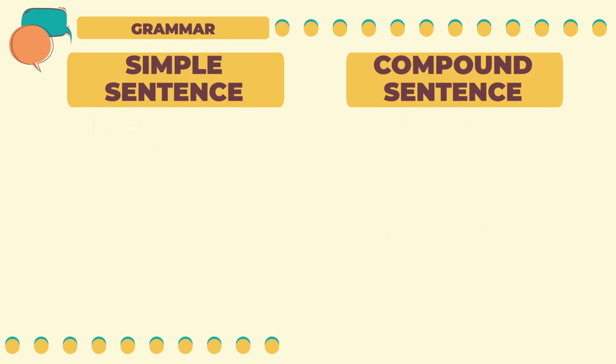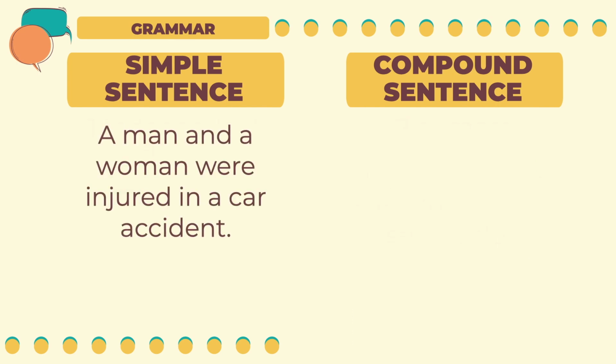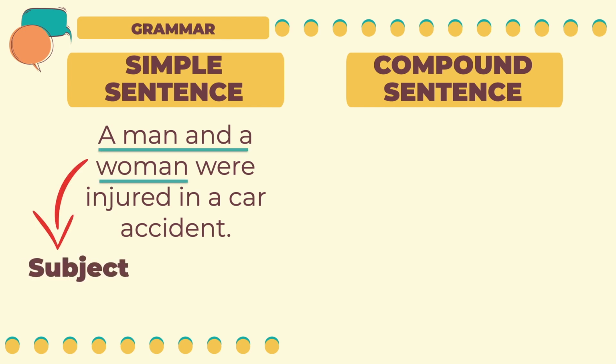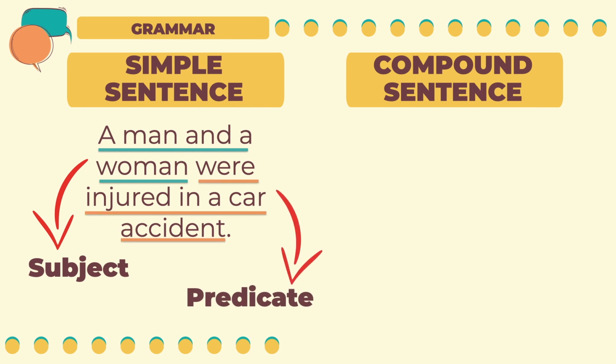Here is an example of a simple sentence. A man and a woman were injured in a car accident. Since a simple sentence is composed of a subject and a predicate, the subject in this sentence is a man and a woman, while the predicate is were injured in a car accident.